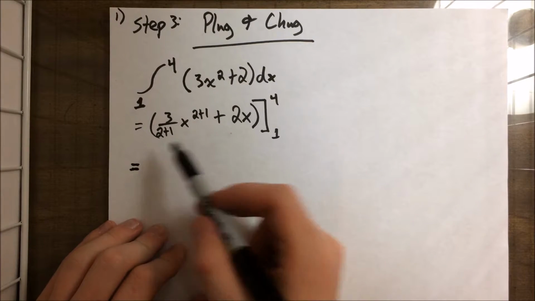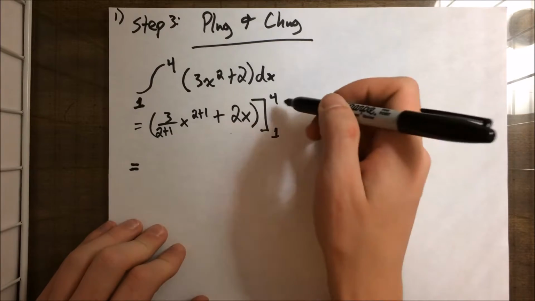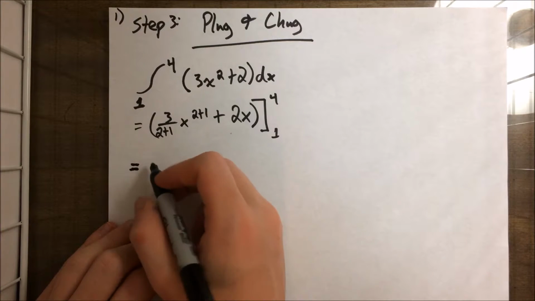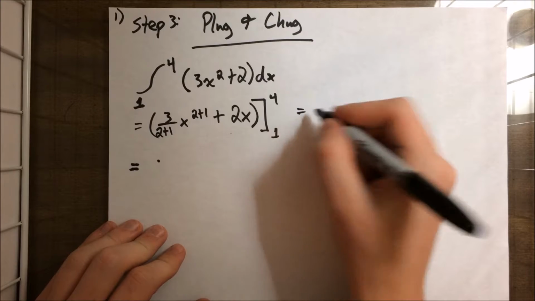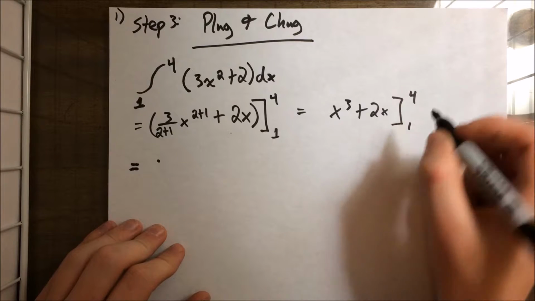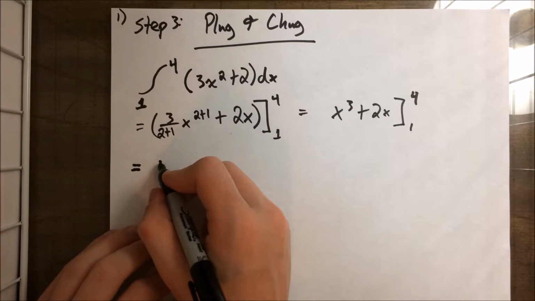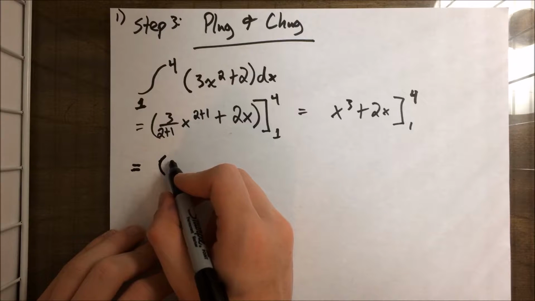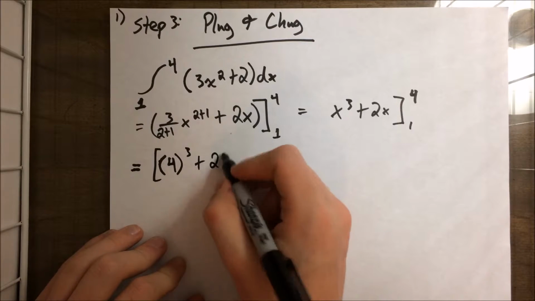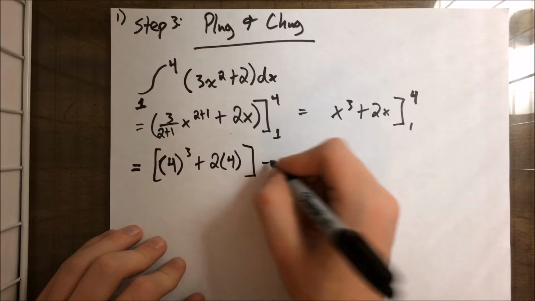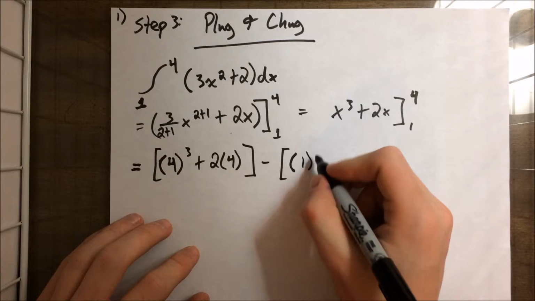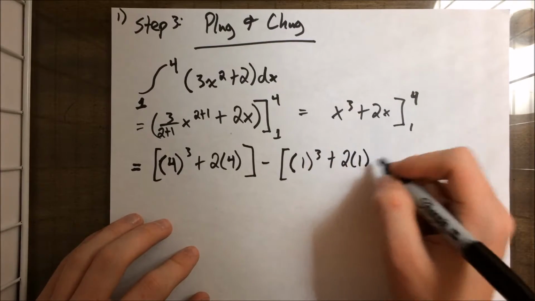So then let's plug in. What we do is we write this equation twice, and for the first one we write in the top number, and for the second one we write in the bottom one. So that's equal to x cubed plus 2x from 1 to 4. Just to show you the simplified version real quick. So then we have 4 cubed plus 2 times 4, and then we subtract the second one, so minus 1 cubed plus 2 times 1.